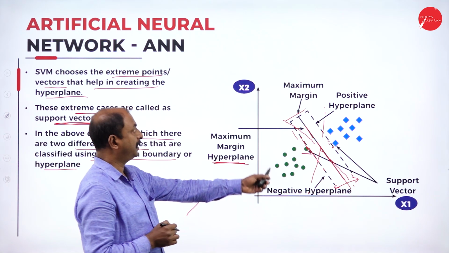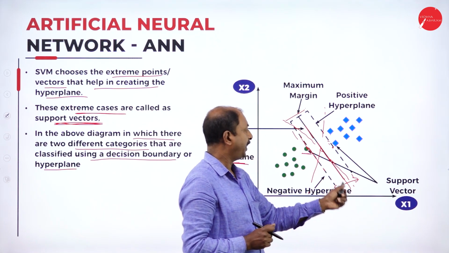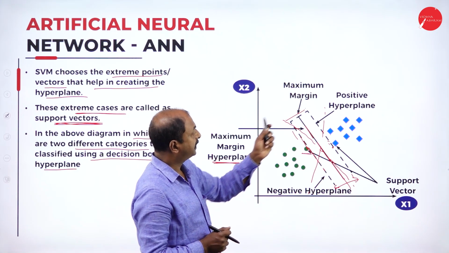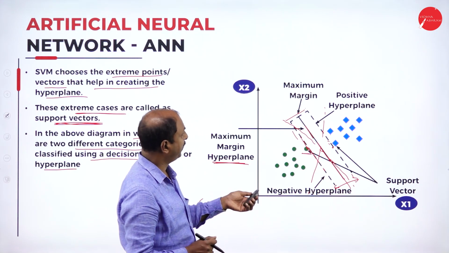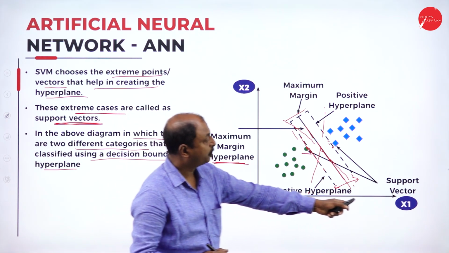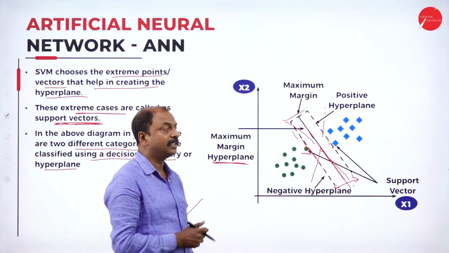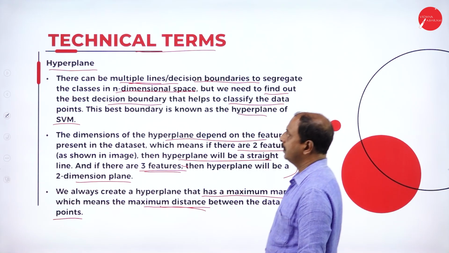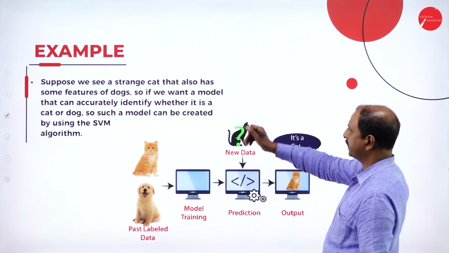So here we are learning three definitions: margin, support vector and hyperplane. This is an example of a two-dimensional space, x1 and x2, or you can take it as the x and y axis. This is a two-dimensional space. Now in the next slide, let us look at an example.